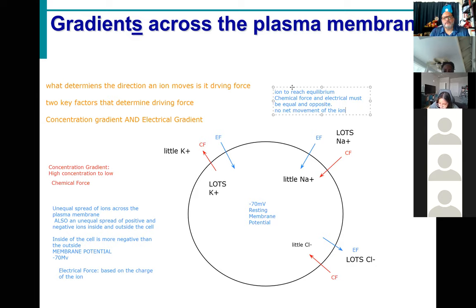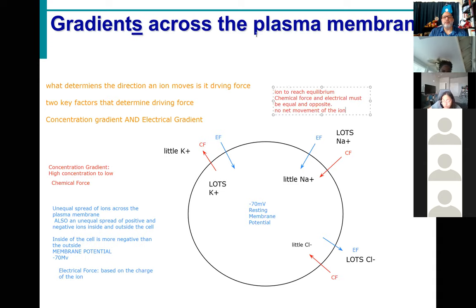So as we said, potassium is a positive ion, a cation, and the electric force on the potassium should keep it inside. Yes. So how are we going to keep the equilibrium? How are we going to reach equilibrium if it is positive and still it's positive inside, it doesn't go outside? Great question.